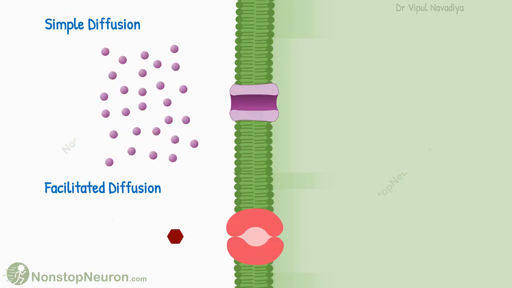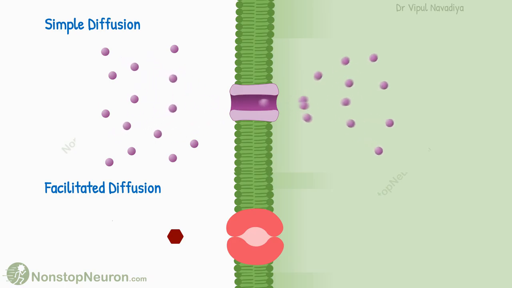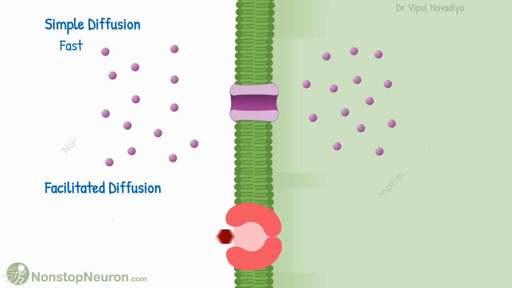Compare the facilitated diffusion with simple diffusion. In simple diffusion, multiple molecules cross the channel simultaneously, without any chemical interaction with the channel. So it's a fast process. On the other hand, in facilitated diffusion, a limited number of molecules cross at a time, and that too, by making chemical interactions with carriers. So it is slow. So this was about the types of diffusion.